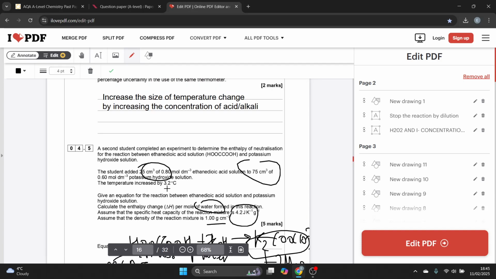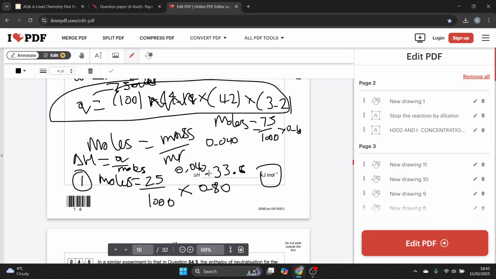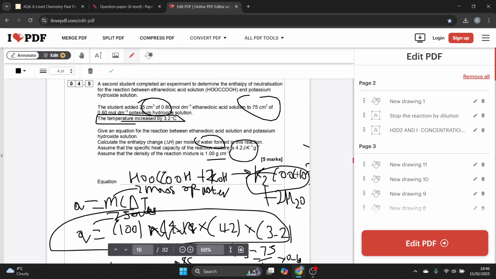because I know what happens to temperature. Temperature increased. So what does that tell me about the reaction? It's got to be negative. I'm going to say temperature increased, therefore exothermic. Just these little tricks. And it's for 5 marks.